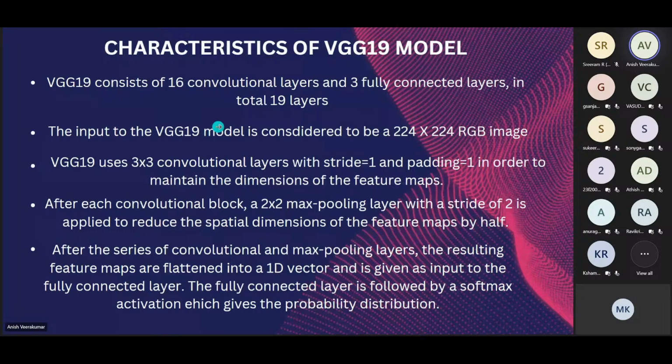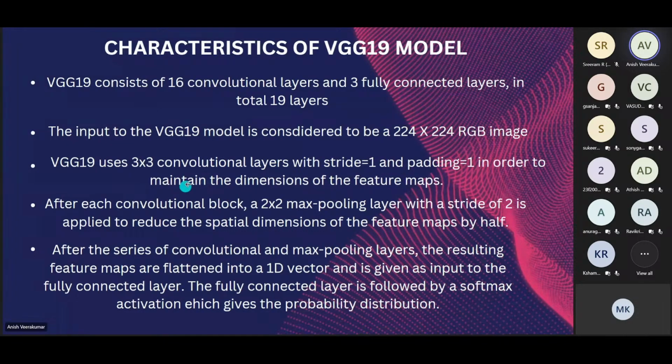So let's see more about the VGG19 model. VGG19 consists of 16 convolutional layers and 3 fully connected layers, and in total it has 19 layers. The input to the VGG19 model is considered to be a 224 cross 224 RGB image. In some cases, the image can be bigger than 224 cross 224. One popular way to trim it is to take the middle 224x224 pixels. It's done in some cases, not necessarily in this one.